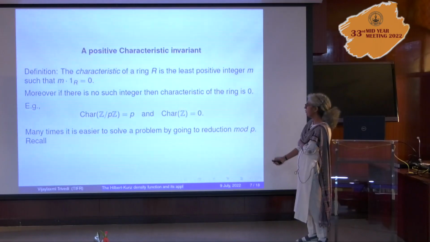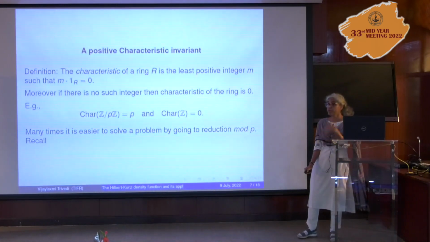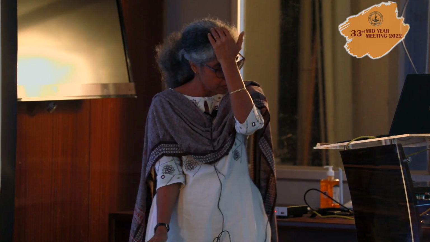Why do we look at these rings? Many times it's easier to solve a problem by going mod p, which is called the reduction mod p technique. One example we have seen in our MSc or undergraduate mathematics course is Eisenstein's criterion.